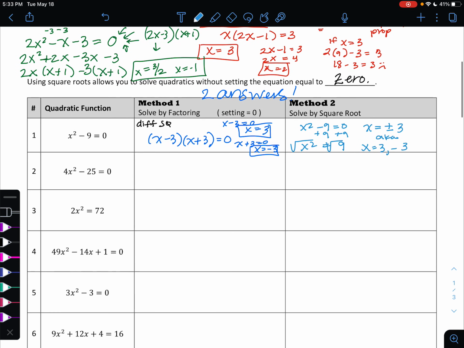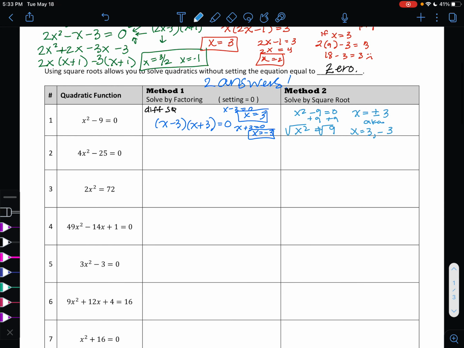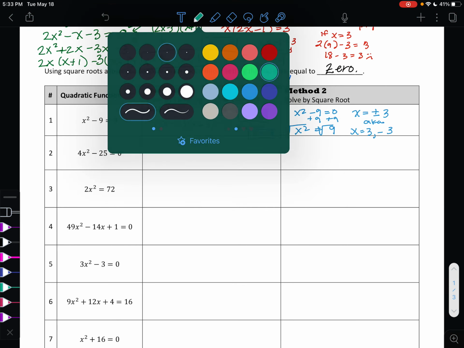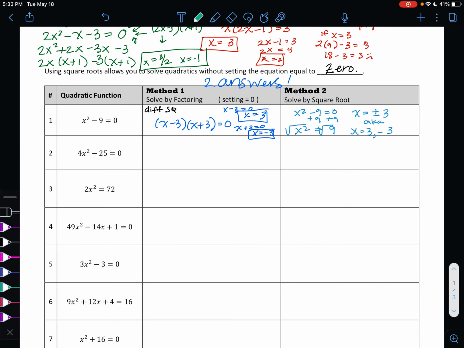Okay, so let's practice some more. All right, so next one we're going to do, I'm looking at this and I again see that I have the difference of squares. So this one's going to factor into 2x minus 5 and 2x plus 5.